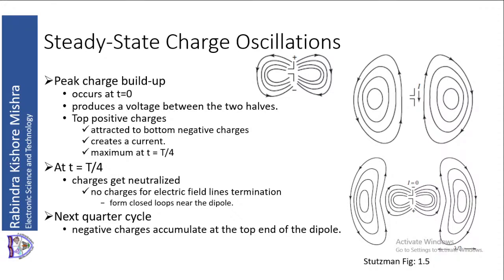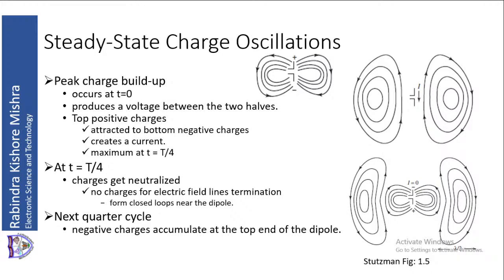Then at t equal to T by 4, we have reached a point where they are closed loops. Once they are closed loops, they are detached from the dipole because there is no starting point and no ending point. So electric lines of force get detached from the dipole. Once they get detached, they will move away from the dipole in the space surrounding it.